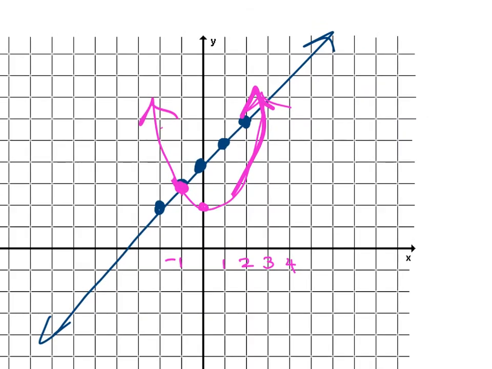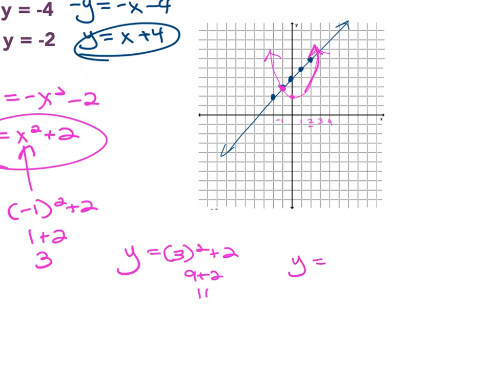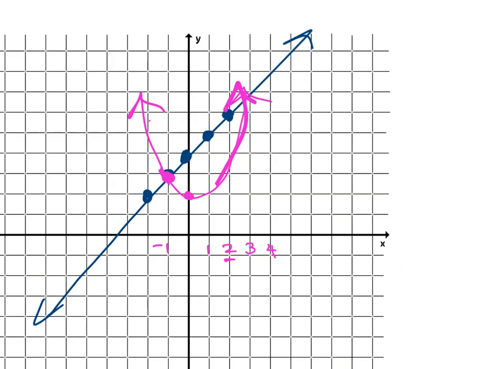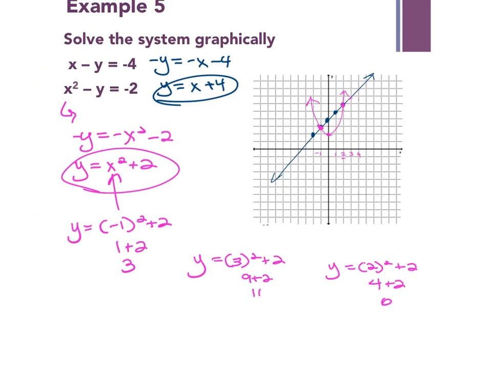And I get 311. That's way too high. So I've gone too far, which means I'm now going to try 2. And I get 2, 6. So I go to 2, 1, 2, 3, 4, 5, 6. There's the other point. So you want to use your transformations to give you an approximate, but you need to plug in to be exact. So my parabola is really doing that. And the 2 intersections, which are the 2 solutions, are negative 1, 3, and 2, 6.